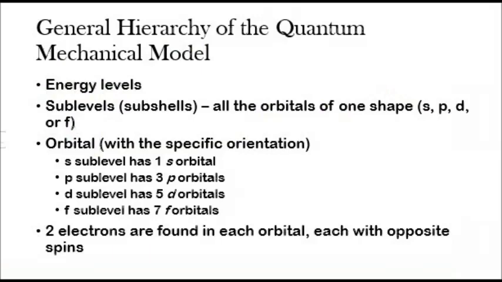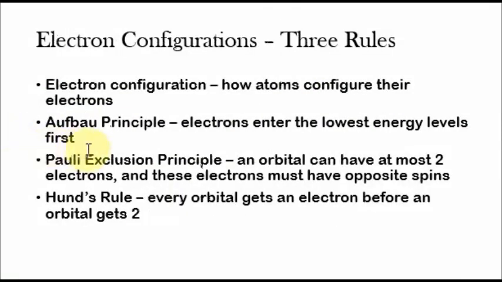The first one is the Aufbau principle, which basically states that electrons enter the lowest energy levels first. So an atom can't just put its first electron within the 7th energy level and then go back to 1. It has to go 1, 2, in ascending energy. The Pauli exclusion principle says that an orbital can have at most 2 electrons, and these electrons must have opposite spins. And Hund's rule says that every orbital gets an electron before an orbital gets 2.